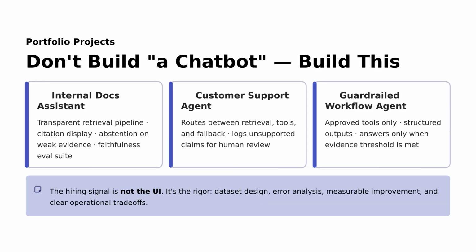For portfolio projects, don't just build a chatbot. Build something that shows rigor. An internal docs assistant can demonstrate retrieval transparency, citations, and knowing when to abstain. A customer support agent can route between retrieval tools and fallback while logging weak claims for review. Or build a guardrailed workflow agent with approved tools and evidence thresholds.